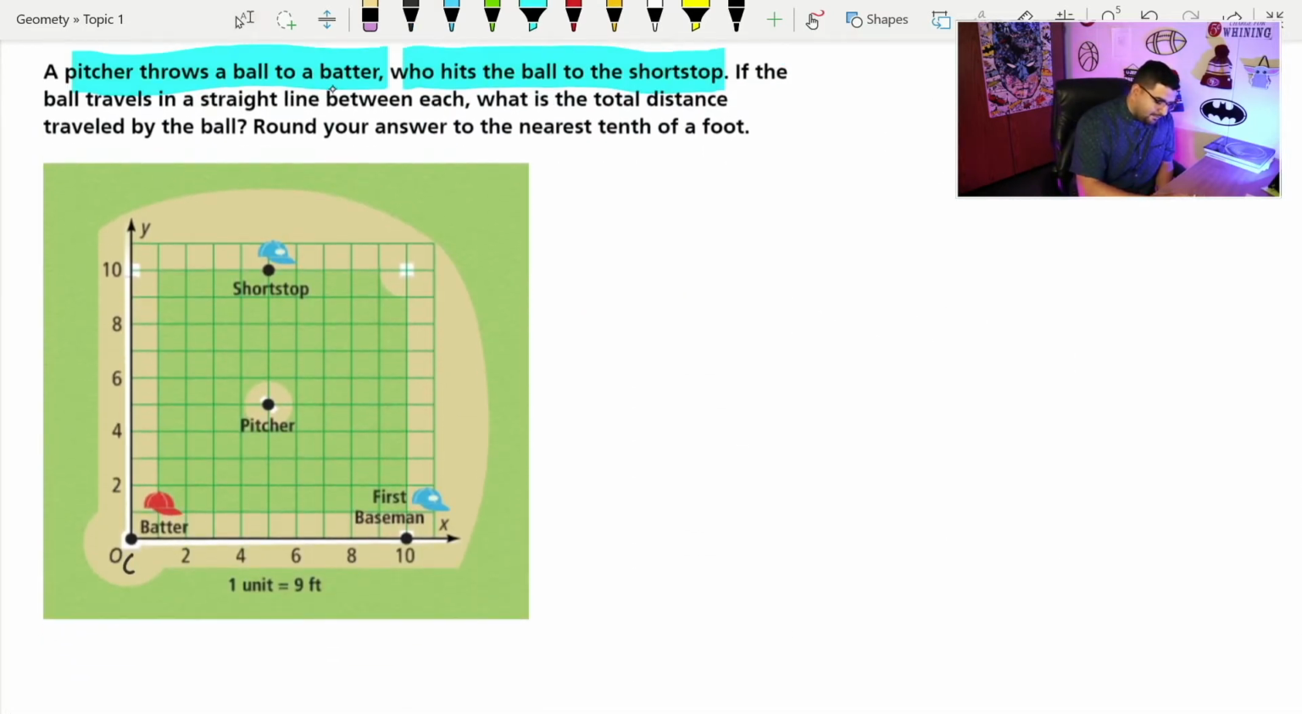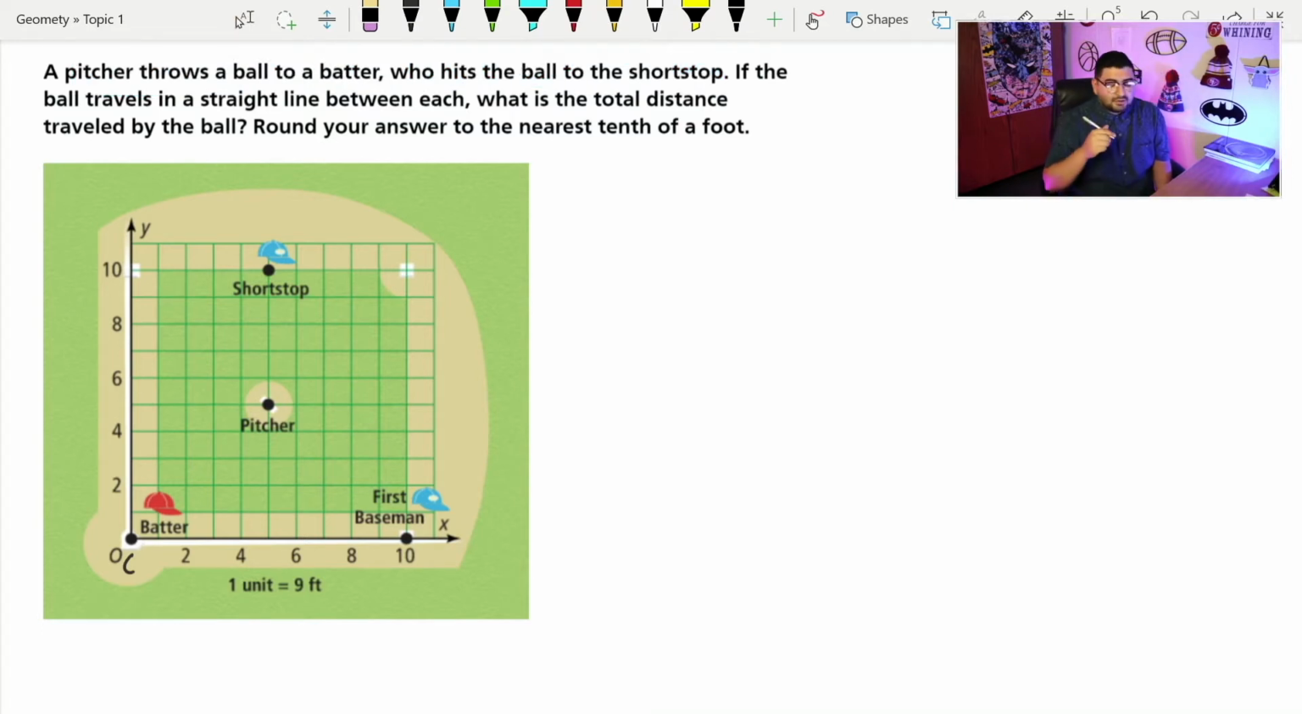This word problem is about a pitcher who throws a ball, and we're trying to map out how far this ball actually traveled. Let's read it. It says a pitcher throws a ball to a batter who hits the ball to the shortstop. If the ball travels in a straight line between each, what is the total distance the ball traveled? It wants us to round our answer to the nearest tenth of a foot.